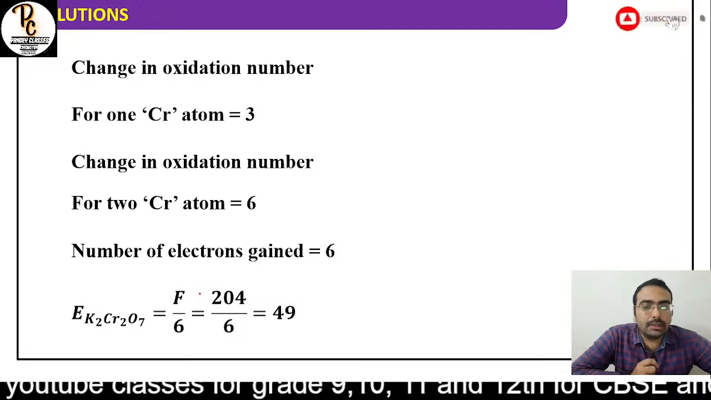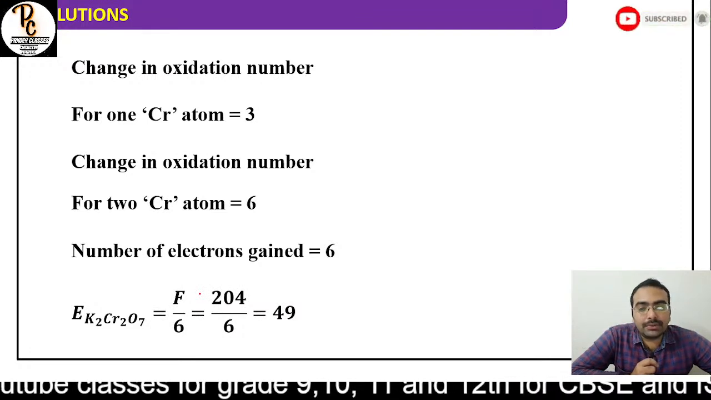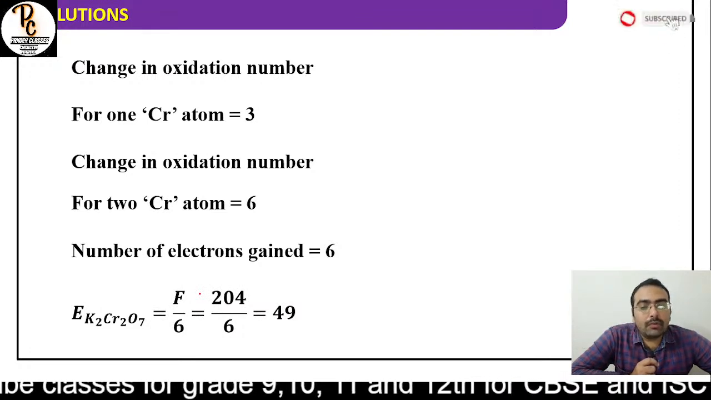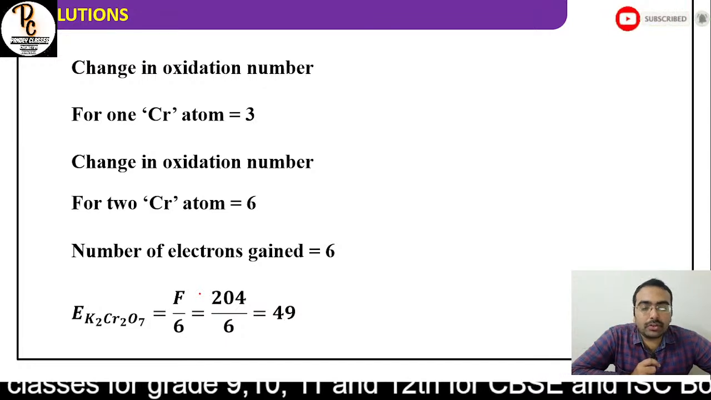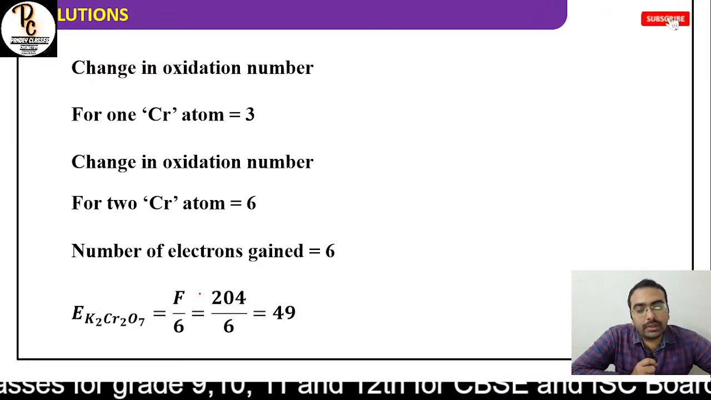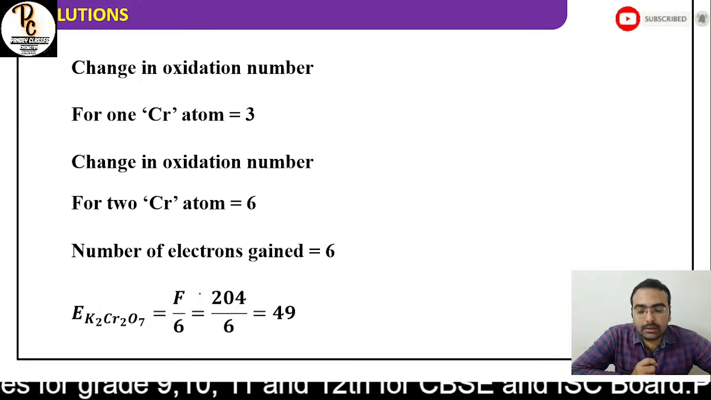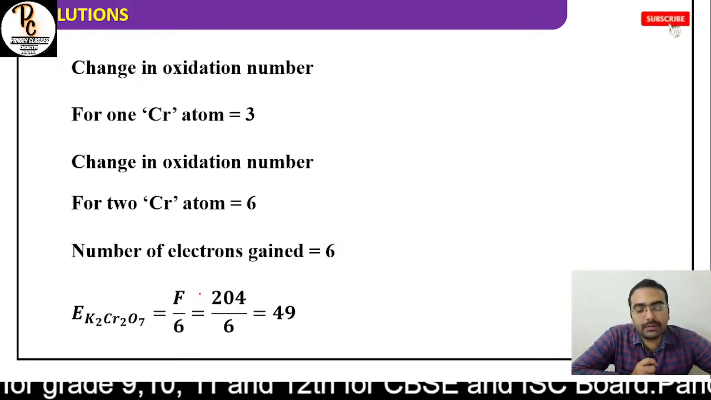Okay. So for one chromium atom, the change in oxidation number is 3. For two chromium atoms it is 6, so the number of electrons gained is 6. So the formula mass will be divided by 6, and here we have an equivalent weight of 49.